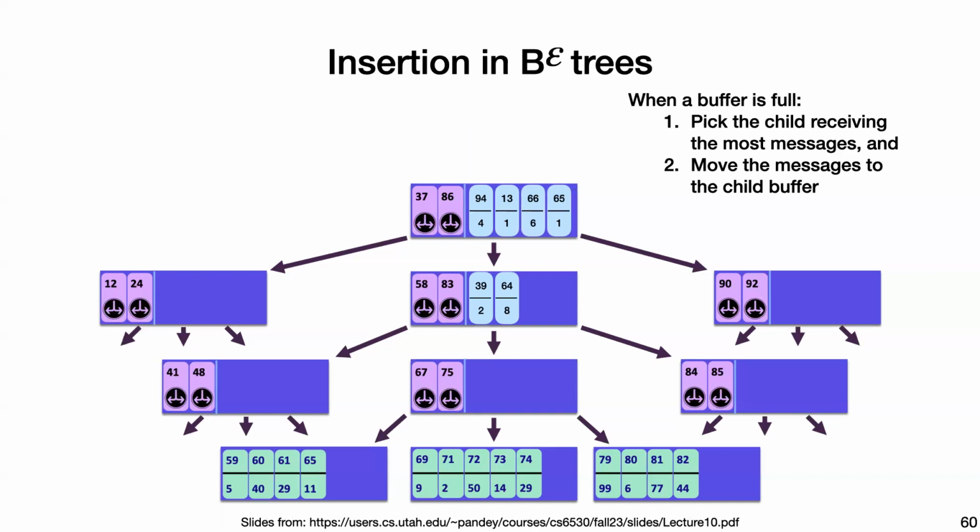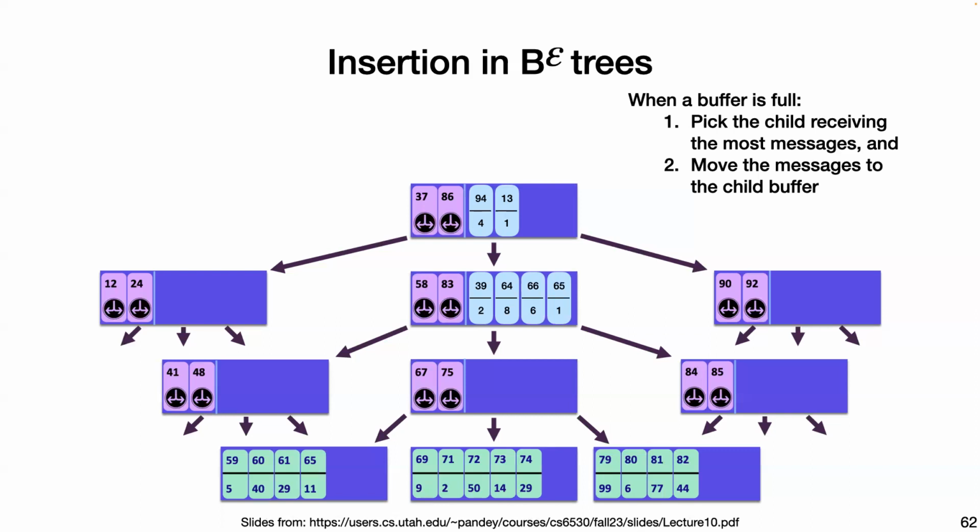This is 65. Okay, so now the root is full again, and we're going to flush those into the child, which happens to be the same one, this one. I don't understand why 94 isn't done. 94 doesn't move down because the procedure is just to pick the child that gets the most messages, because otherwise you're going to have to read all of the children. And to prove our asymptotic balance, we only want to read 1 child per flush.